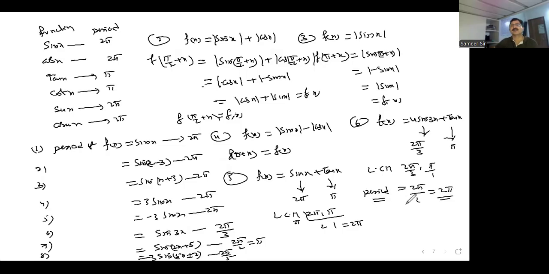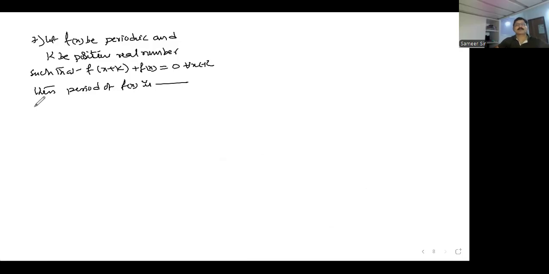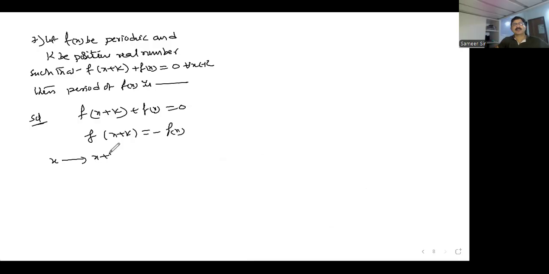Right, several examples, we can give several examples here. Suppose question is given like this. What is that? f of x plus k plus f of x, he has given. What is the period of this function, he said. Okay, I want to write like this, minus f of x. Then what I'm doing here, I want to replace x as x plus k once again.